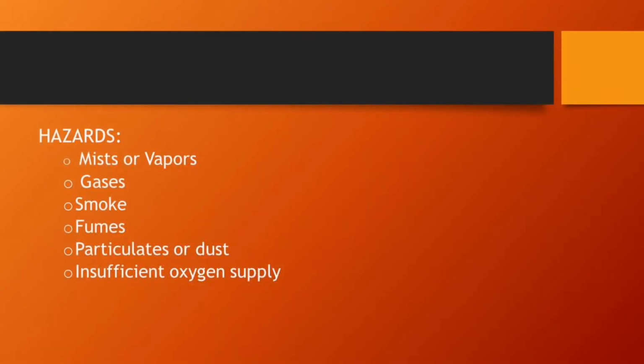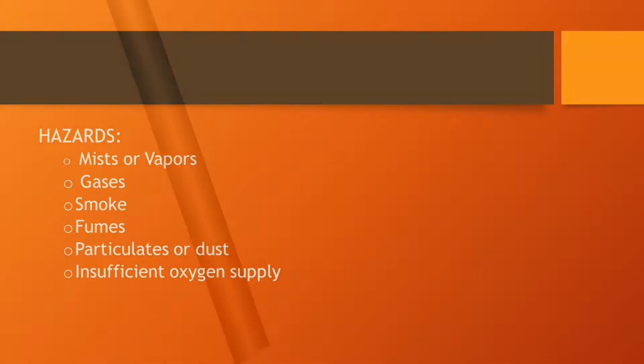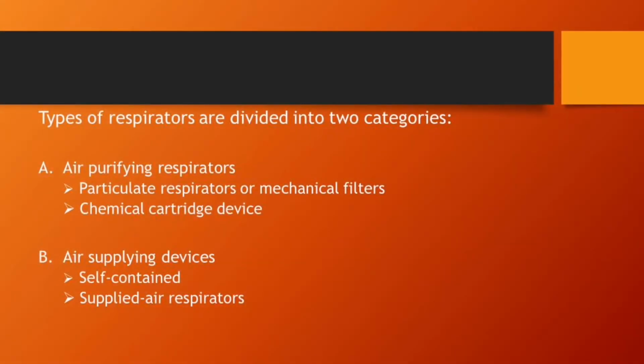The hazards are mists, vapors, gases, smoke, fumes, particulates or dust, and insufficient oxygen supply. The types of respirators are divided into two categories. Number 1 is air purifying respirators. It is divided into two: the particulate respirators or mechanical filters, and the chemical cartridge devices.